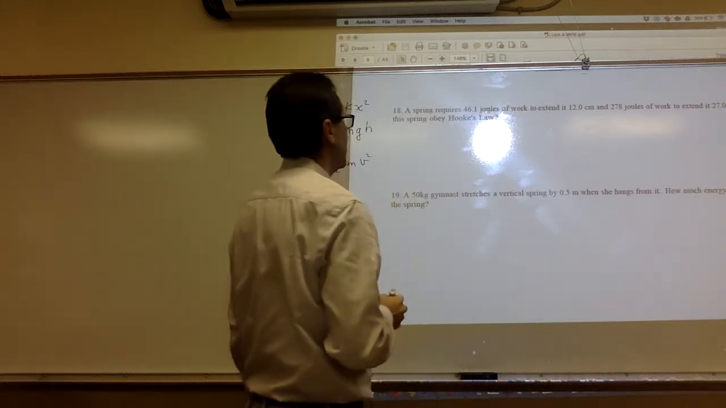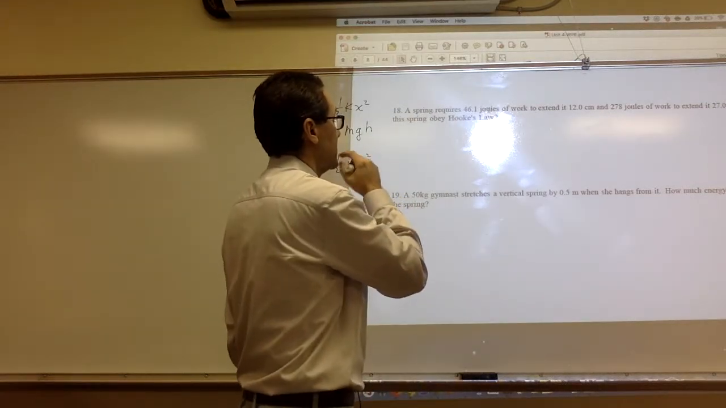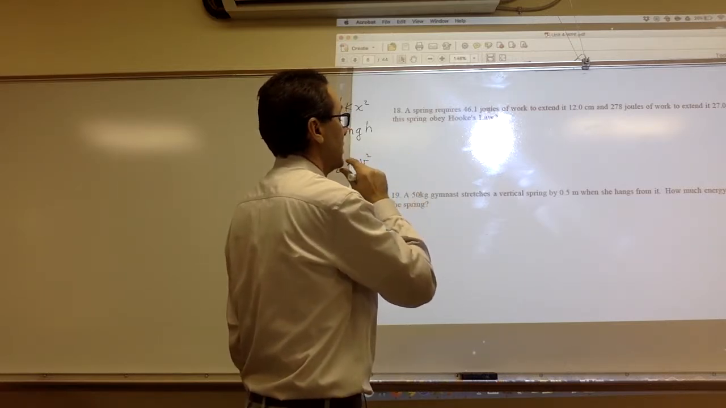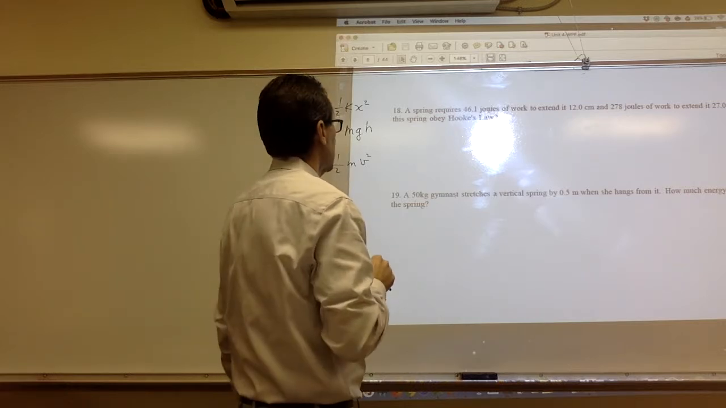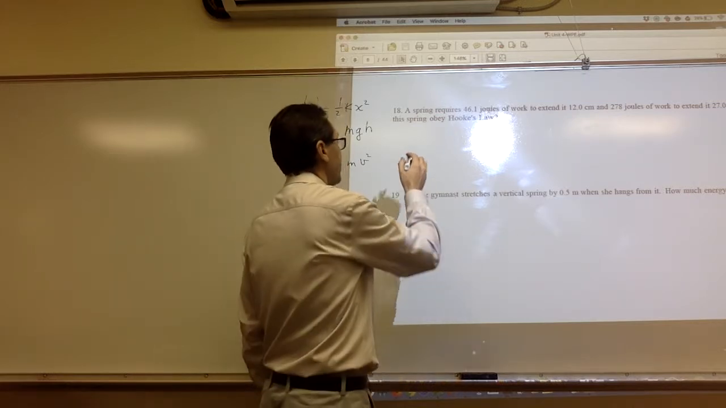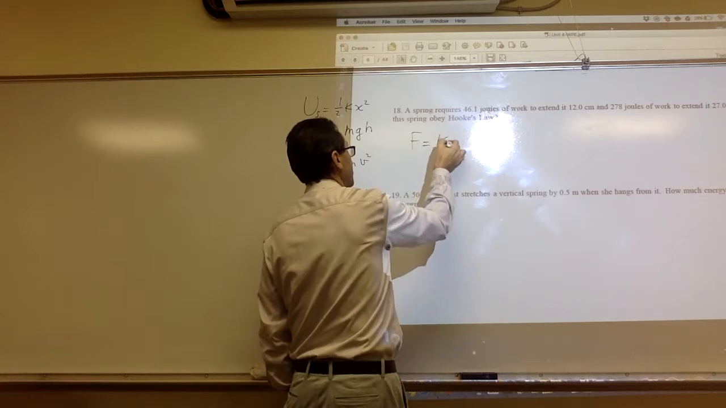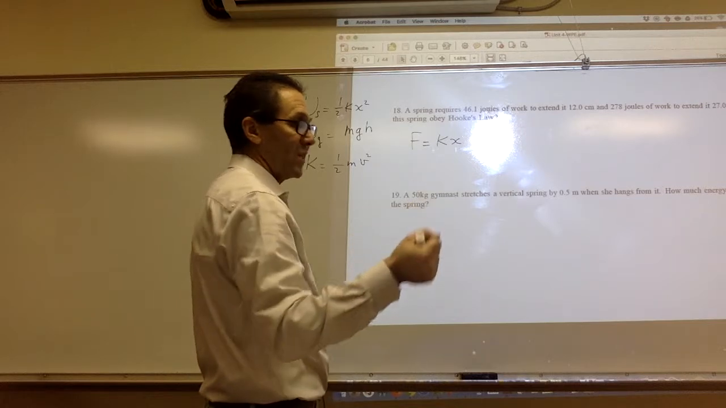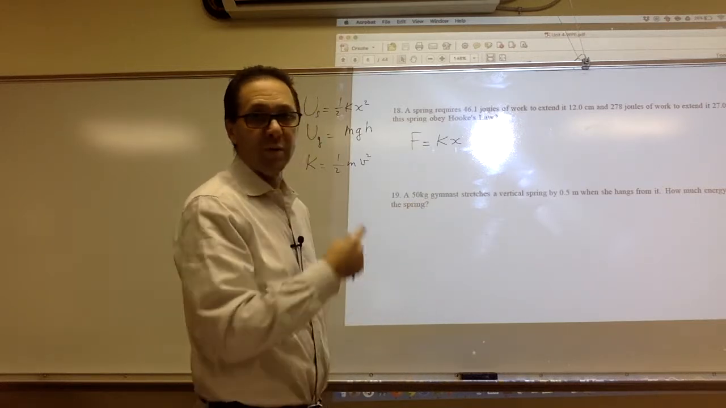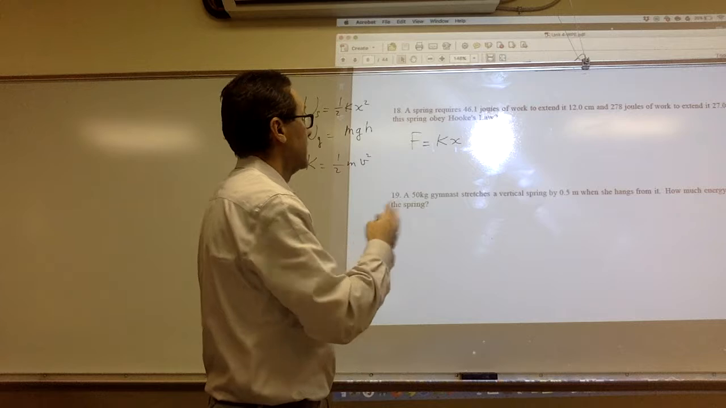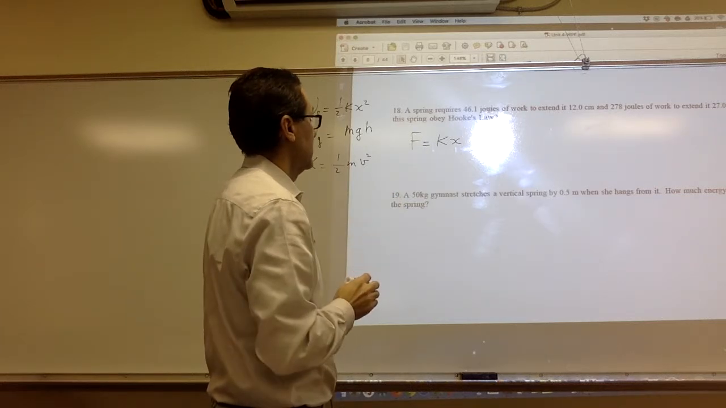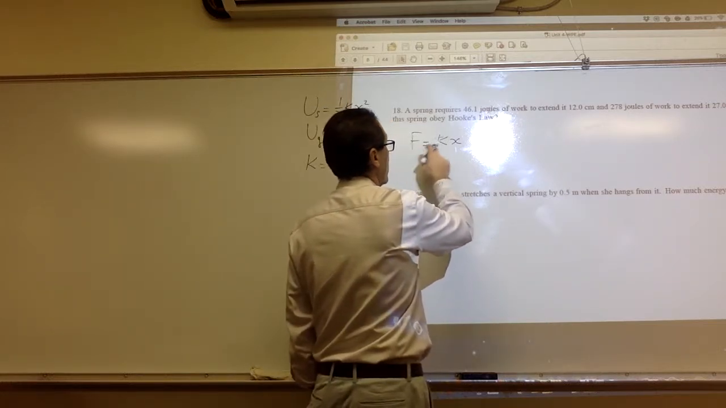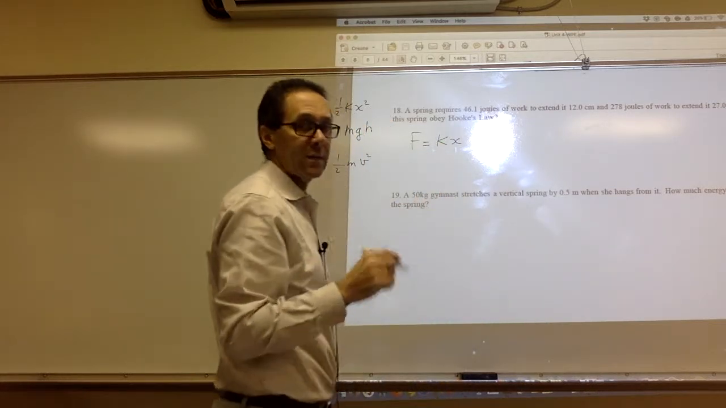A spring requires 46.1 joules of work to extend it 12 centimeters, and 278 joules of work to extend it 27 centimeters. Does this spring obey Hooke's law? In other words, Hooke's law is F equals Kx. And there are limitations to these springs. If you overstretch it, it no longer obeys this rule. It doesn't come back to its natural state.